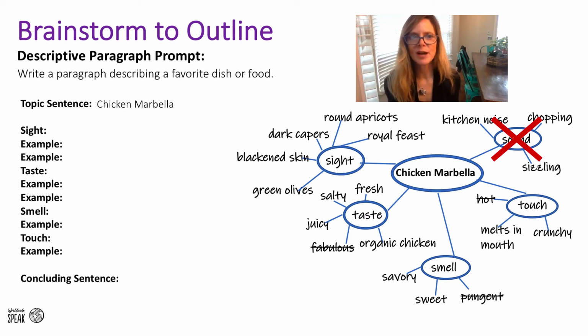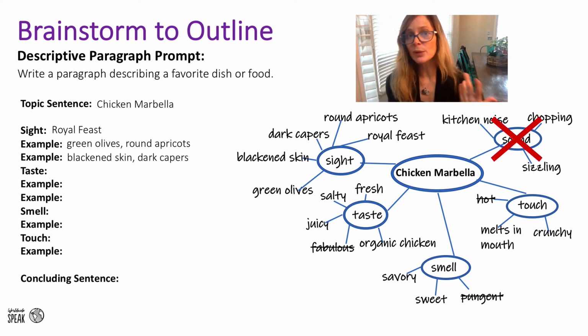So I know that my topic sentence is going to include chicken marbella. That's the whole purpose of my paper, is to describe this awesome dish. It is so good, I'm telling you. And I'm going to describe this so that you, the reader, can almost taste and smell it and see it after you're done reading my paragraph. Then, maybe I want to talk about sight first, and that it looks like a royal feast, and a couple of examples could be the olives and the apricots, or the blackened skin of the chicken, or the dark capers.